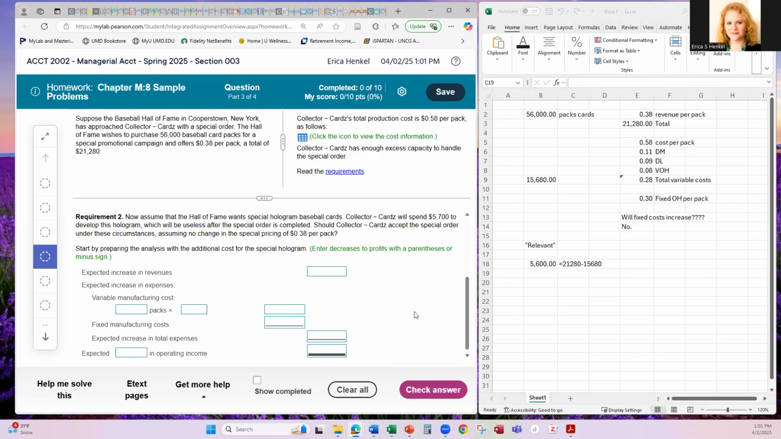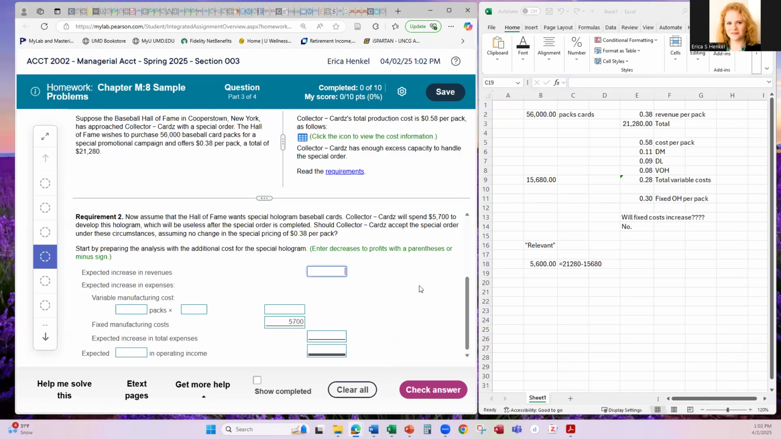Now, let's say that the Hall of Fame wants special hologram baseball cards. They will spend, so we would spend $5,700 to develop the hologram, which would be useless after the special order is completed. So the design of the product has a $5,700 cost for us. That is a one-time cost that would only be related to this particular order. And we consider that a fixed cost because it's not on a per card basis. So I'm going to plug that down here as an increase in fixed manufacturing costs.